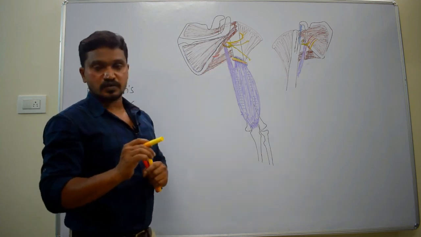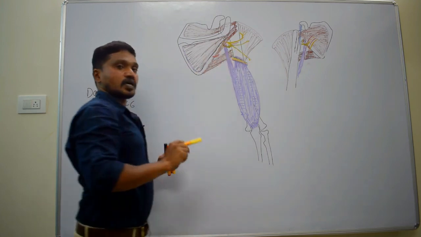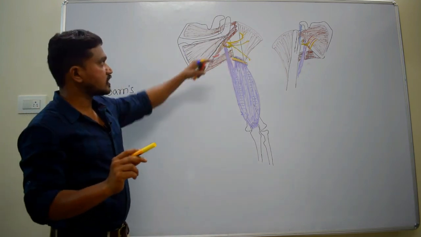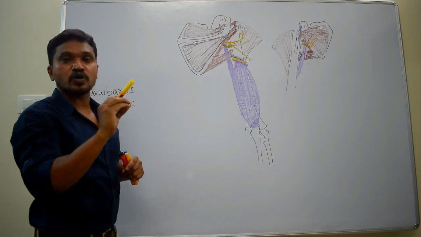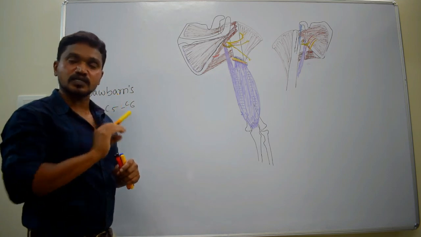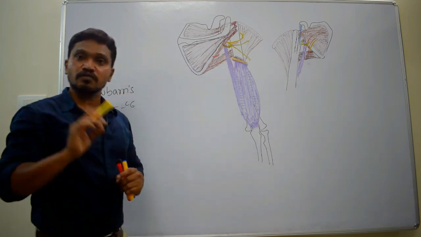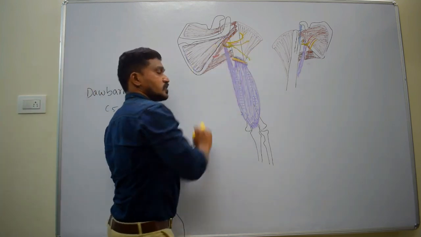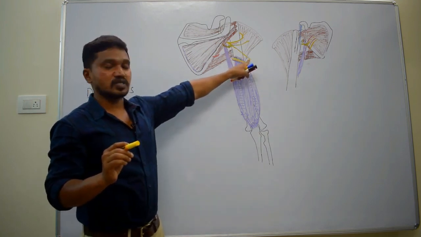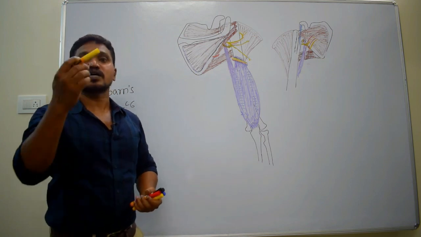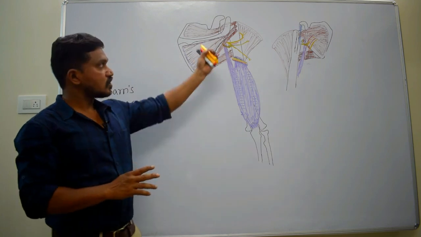Then the posterior division. The posterior division gives a branch to the teres minor and also the posterior part of the deltoid muscle. The branch to the teres minor bears one pseudoganglion. This pseudoganglion is made up of fibrofatty tissue and doesn't have any cell bodies of neurons. It gives a branch to the posterior part of the deltoid muscle. Then the continuation of the posterior division, at the posterior inferior margin of the deltoid muscle, pierces the deep fascia, becomes cutaneous and continues as the upper lateral cutaneous nerve of arm, right? So this is the course and relations.